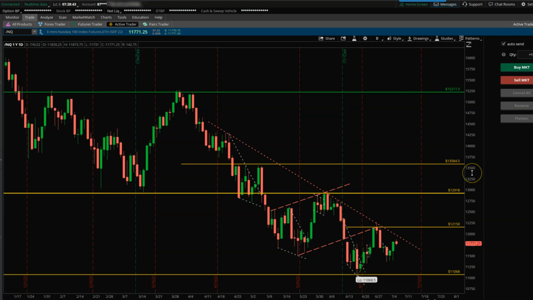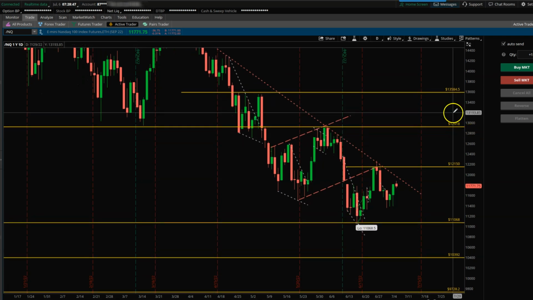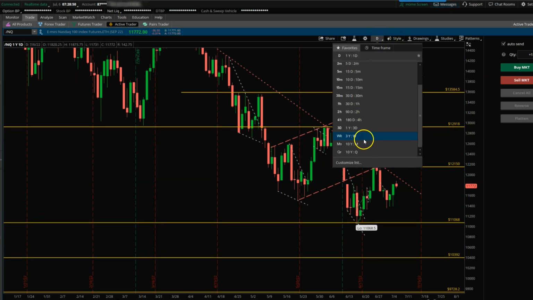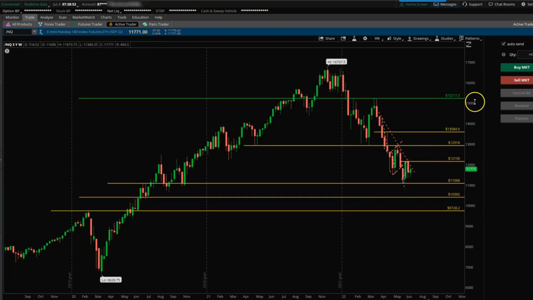So just wanted to kind of review some of the charts quickly with you. What you're looking at is a NQ chart on a daily basis. Let's take a look at a weekly chart.